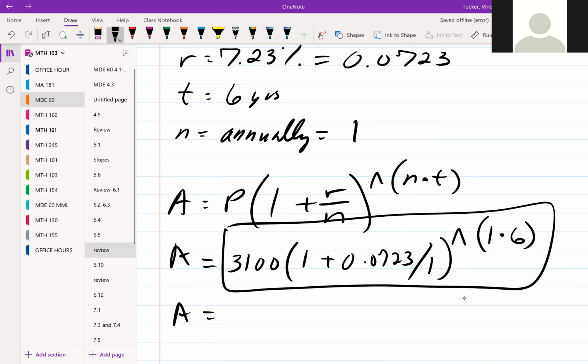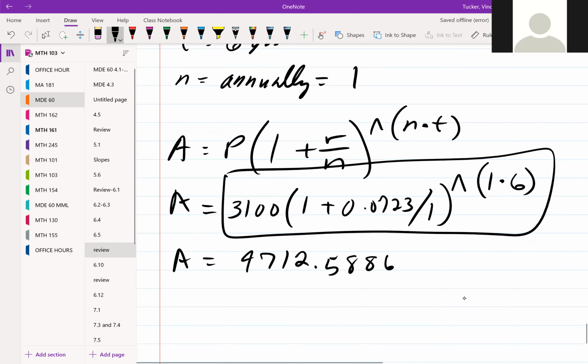Parentheses, 1 plus 0.0723 divided by 1, parentheses, parentheses, 1 times 6, parentheses, enter. 4712, 588616. So yep.